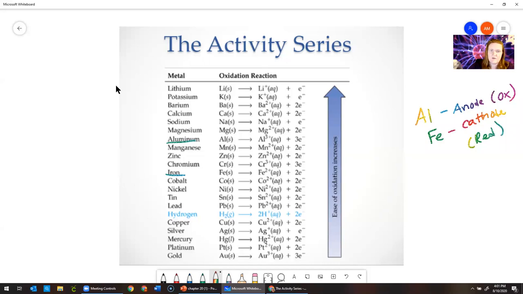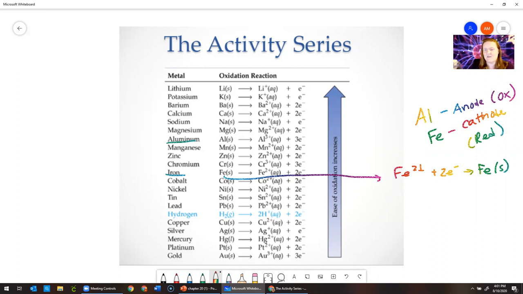Okay, so these are all written as oxidation reactions. So that means to get to the reduction, I would flip the iron around. It means I need to dissolve my iron to make it into a 2+. If I pick iron, I got to be careful because it can also form a 3+, right? And I don't know what that would do here.